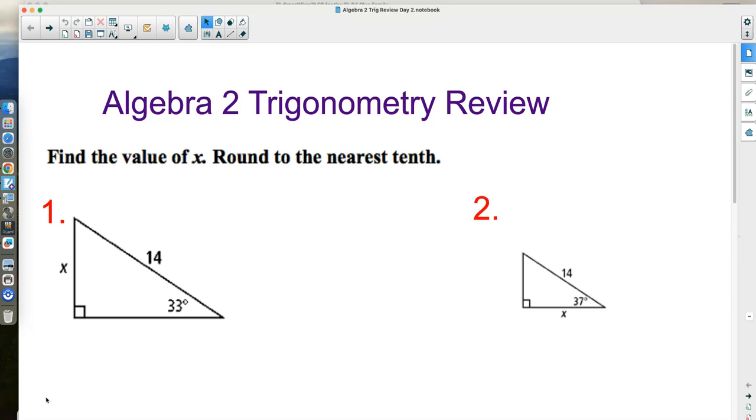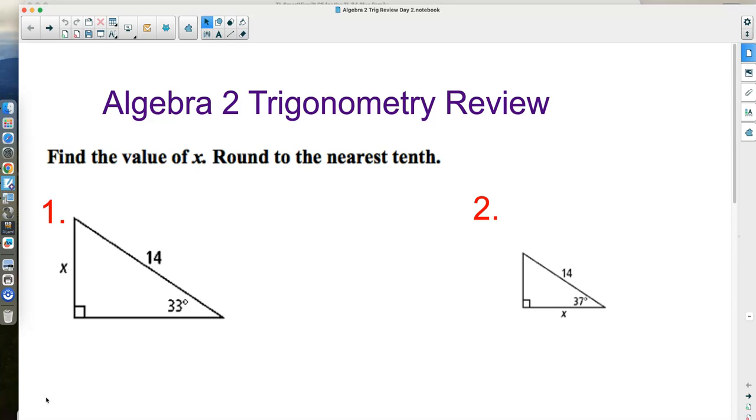So we're doing the video for the Algebra 2 Trigonometry Review, Day 2, and we will do the examples that I have here, hopefully with some help. Then we will do a 6 problem, a little time, and then we'll move on from there. So this says find the value of x and round to the nearest tenth.